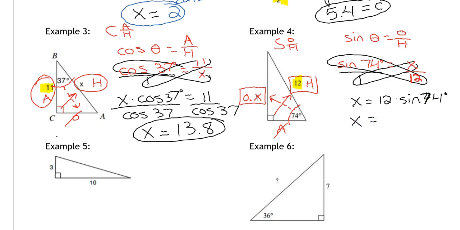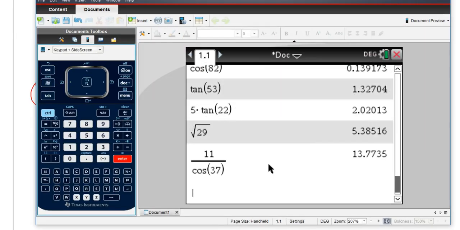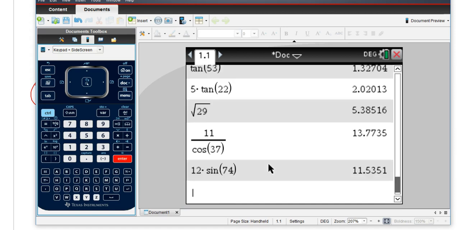So 12 times the sine of 74, I'm just going to type that in my calculator. So 12 times, in my trig ratios, sine of 74. And we get 11.5.